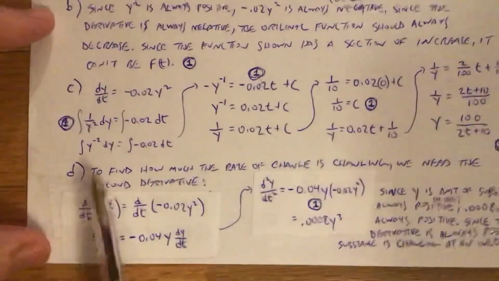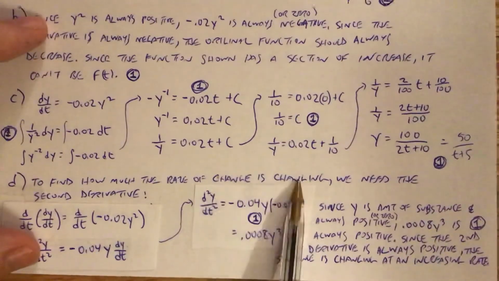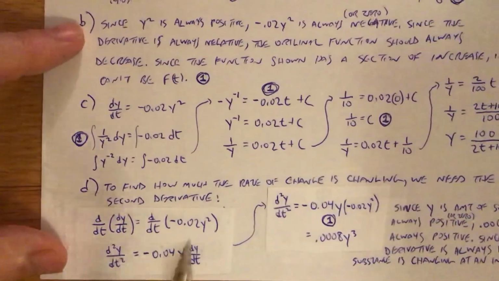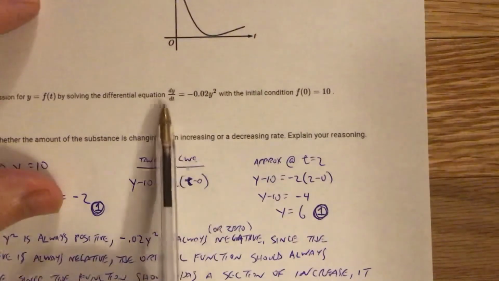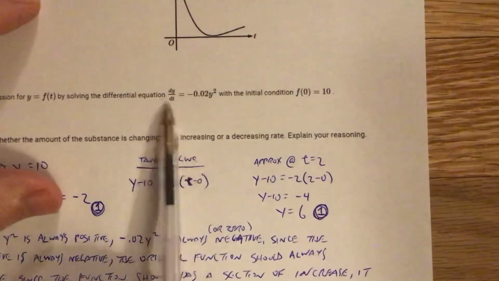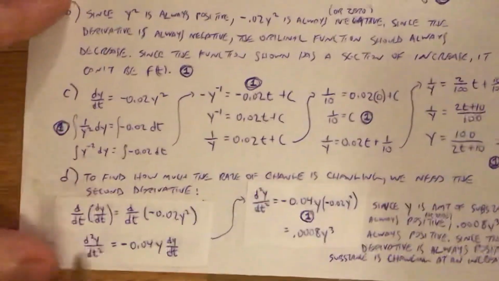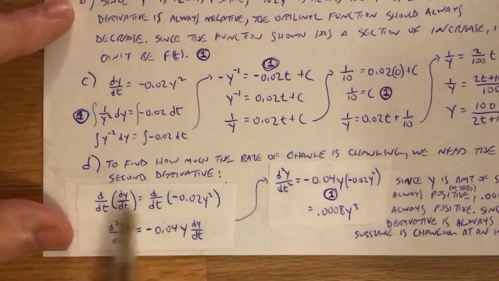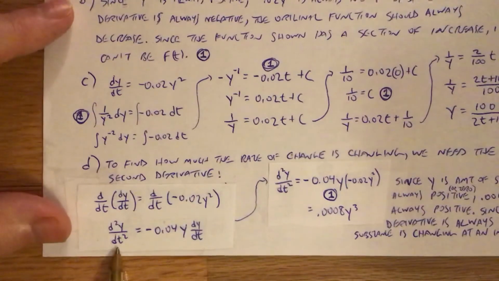So to find how much the rate of change is changing, whether that rate of change is increasing or decreasing, we need the second derivative. So to find the second derivative, I need to take the first derivative and do the derivative with respect to t again. So I need to basically do d dt to both sides of this, is how I started. So I took the original equation. Basically, I'm taking the derivative with respect to t on both sides. When I take the derivative of the derivative, I get the second derivative.